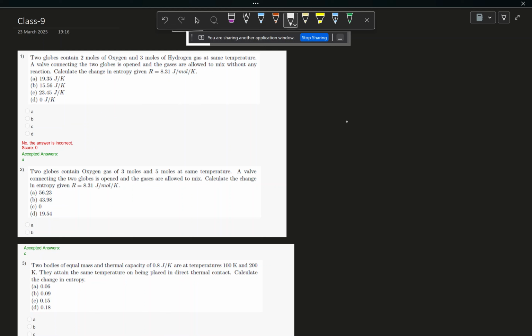So the first question is: two globes contain 2 moles of oxygen and 3 moles of hydrogen at the same temperature. A valve connecting the two globes is opened and the gases are allowed to mix without any reaction. Then calculate the change in entropy, given the R value is in joule per mole Kelvin.